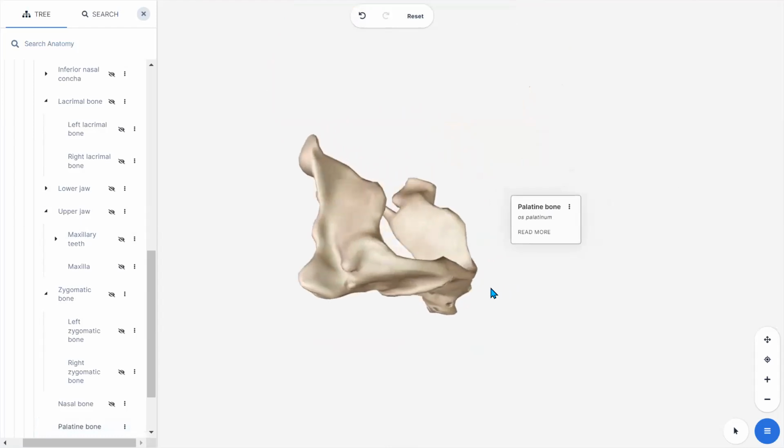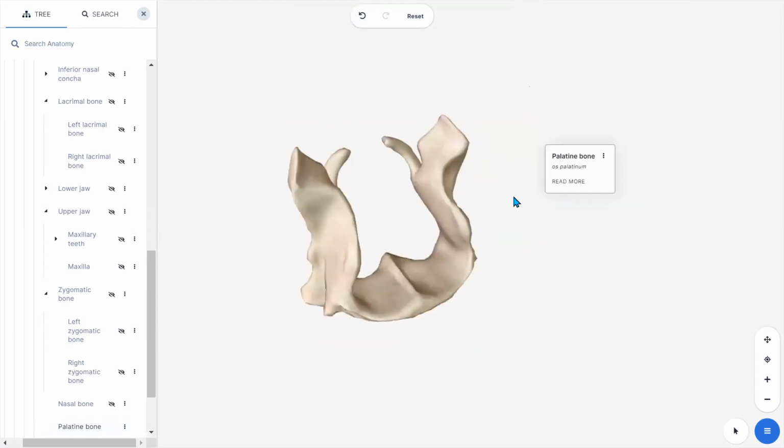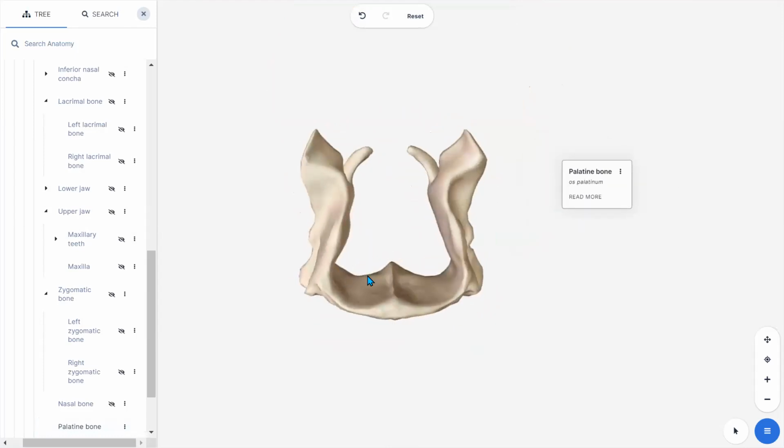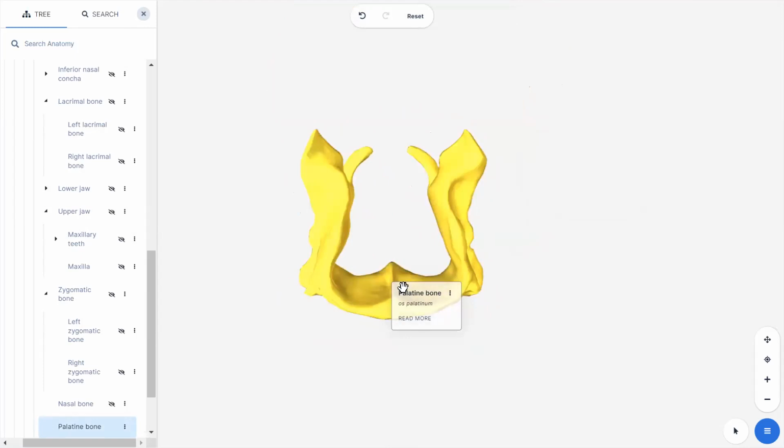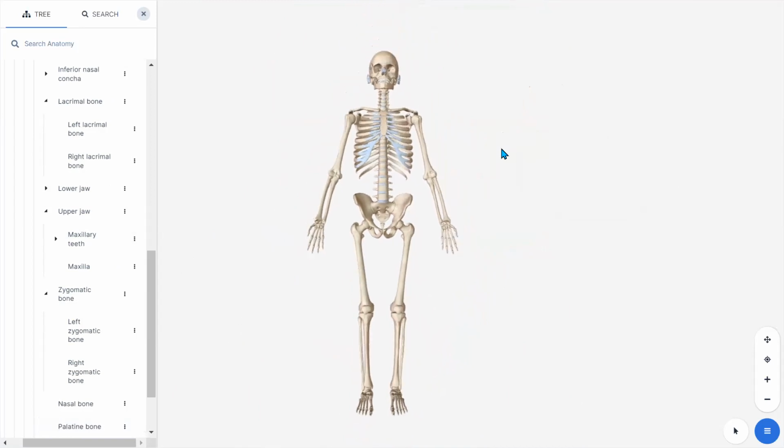Isolate. There we go. Okay, so that's the palatine bone. This is the part that goes into part of your eye socket, and it actually comes down all the way, right, to the bottom. And this bottom flat part here, that will form the hard palate, okay, behind the maxilla. So there you have it. Those are the bones of the skull. All right.